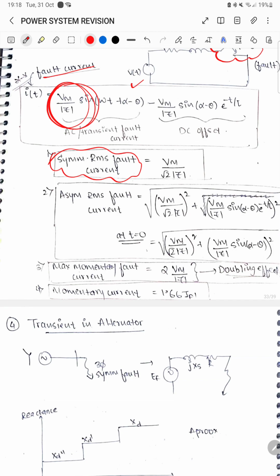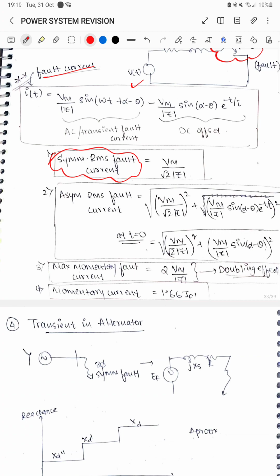The asymmetric fault current is nothing but the RMS of this square. So the asymmetric fault current will be nothing but the root of AC square plus DC square. So that will be the root of (Vm upon root 2 mod Z) whole square plus (Vm upon mod Z sin(alpha minus theta) e to the power minus t by tau) whole square. At t equals 0, it boils down to the root of (Vm upon root 2 mod Z) whole square plus (Vm upon Z sin(alpha minus theta)) whole square.